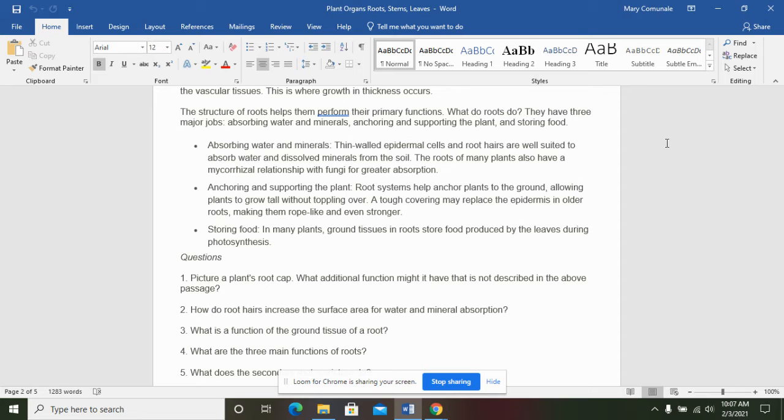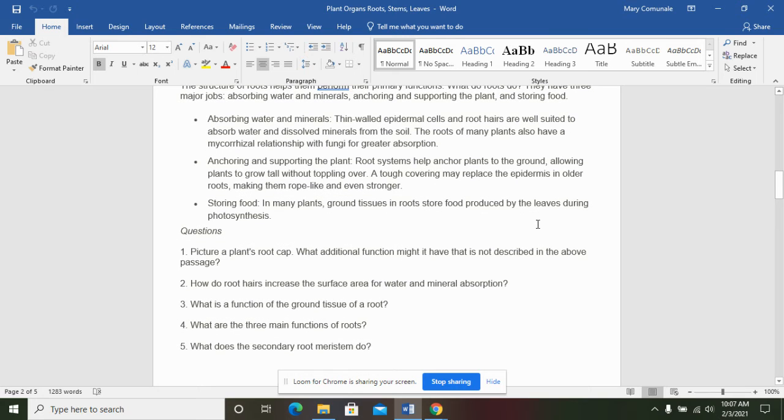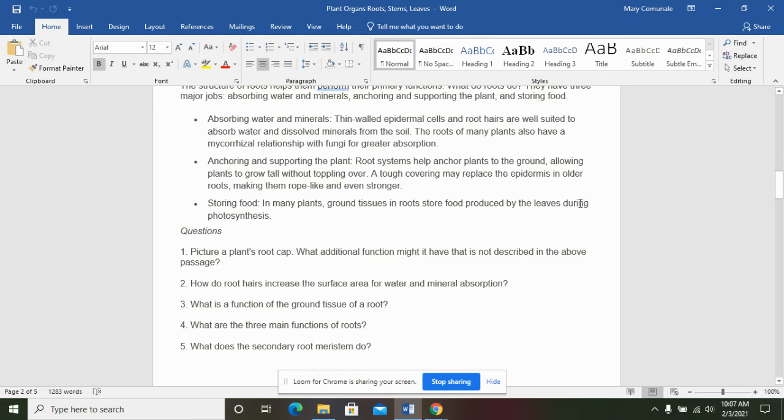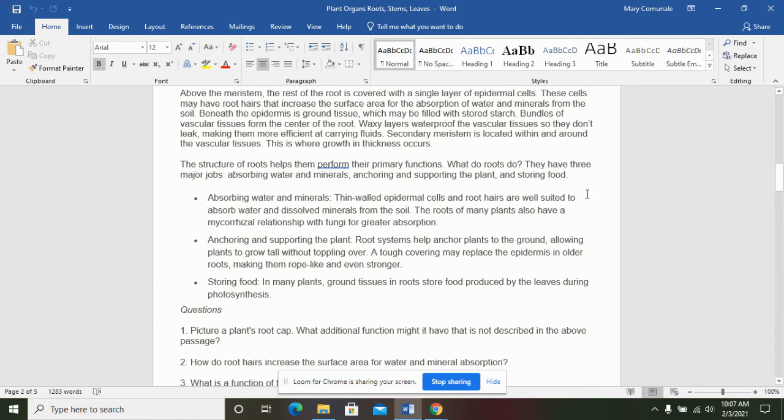How do the root hairs increase the surface area for water and mineral absorption? All they do is give a wider area for that water to be absorbed. What are the three main functions of roots? That one is going to be right here in this last sentence. They have three major jobs. They absorb water and minerals, anchor and support the plant, and they store food. And what does the secondary root meristem do? Here, secondary meristem is located within and around the vascular tissues. This is where the growth and thickness occurs, so it's going to be making the plant wider and stronger.